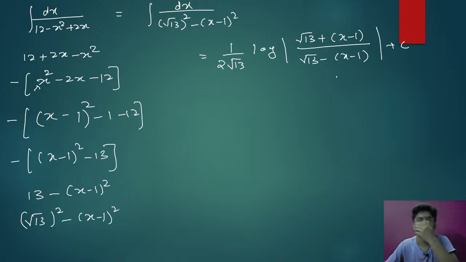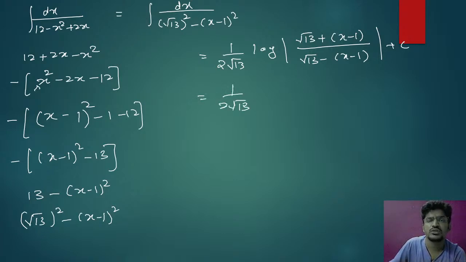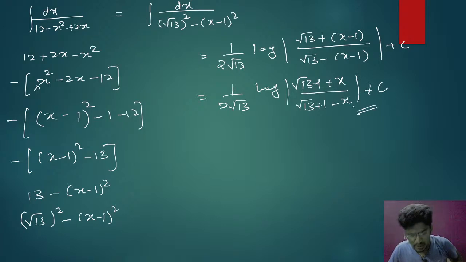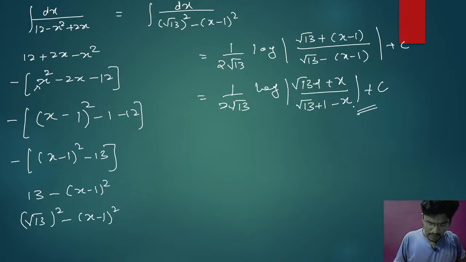So now this is your answer. Clear? So no problem, if you write this much, it is more than enough. Okay, or if you want, you can write it as 2 by root 13 log of mod of root 13 minus 1 plus x divided by root 13 plus 1 minus x plus c, right? Like this also, no problem. So now please quickly tell me, all of you, have you understood this?